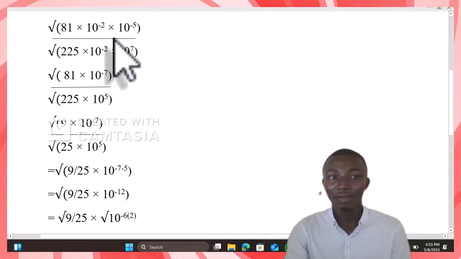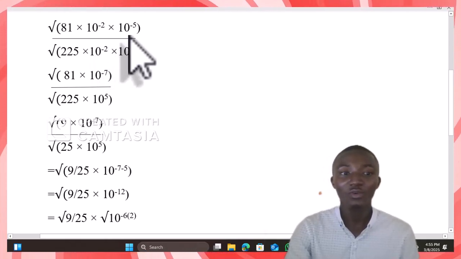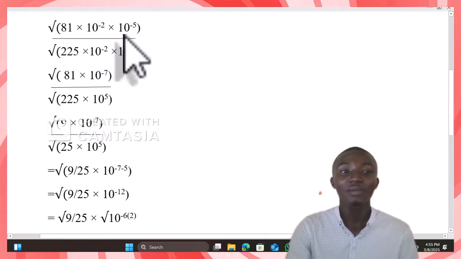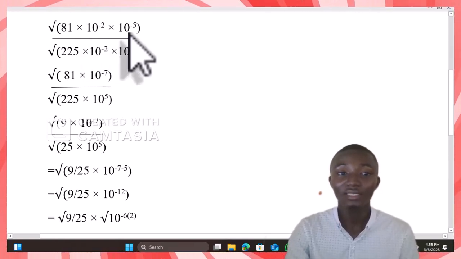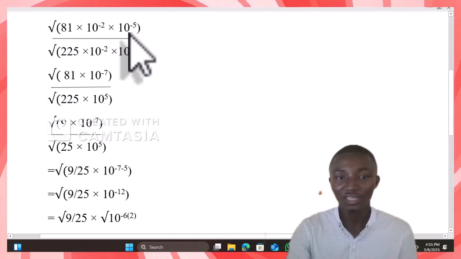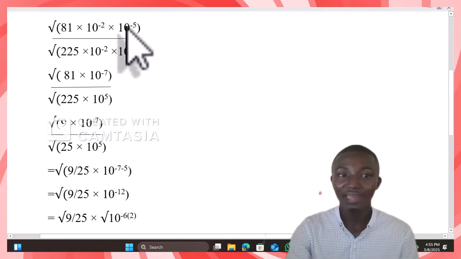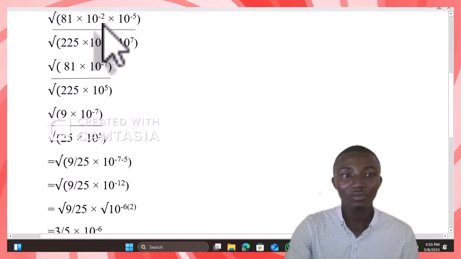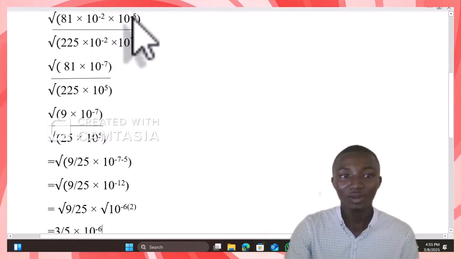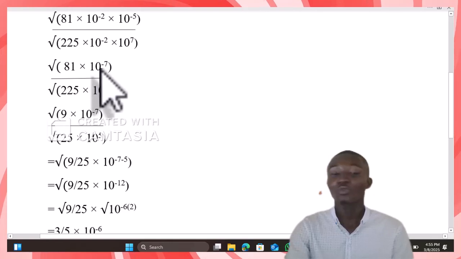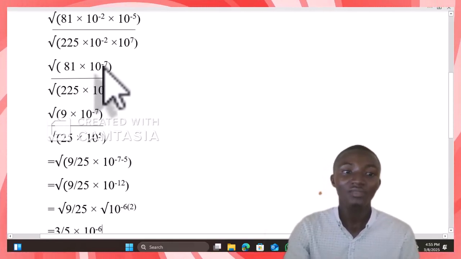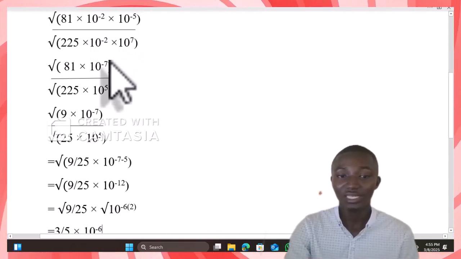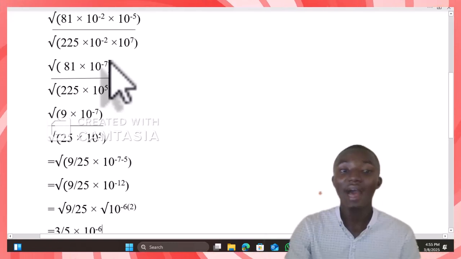Look at this one. We are multiplying, but they have the same base. What we need to do is to employ the indices approach. Indices will tell you that anytime you have two numbers multiplying but having the same base, with either the same or different exponents, you need to choose one of the bases and add the exponents. So we need to consider 10 raised to the power negative 2 and 10 raised to the power negative 5. What you need to do is to multiply them. Multiplying gives you 10 raised to the power negative 7, because adding negative 2 and negative 5 will give you negative 7. I'm sure you understand the reason why we are adding here.